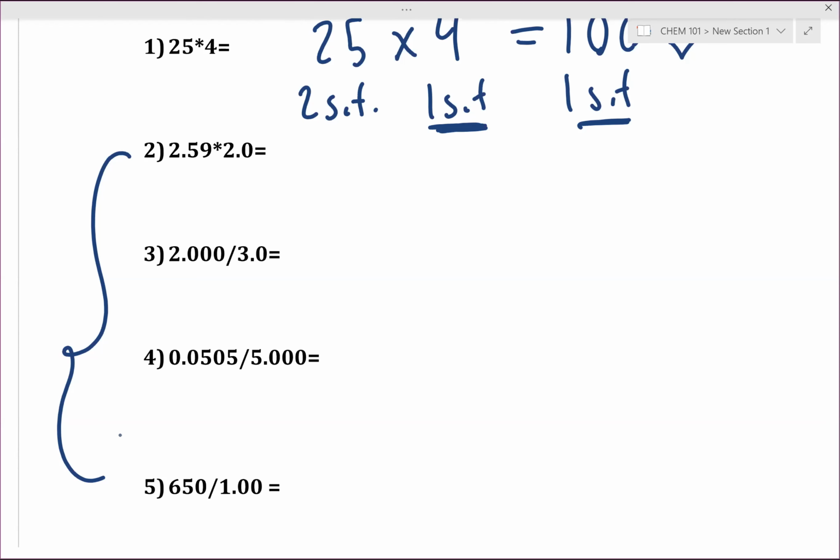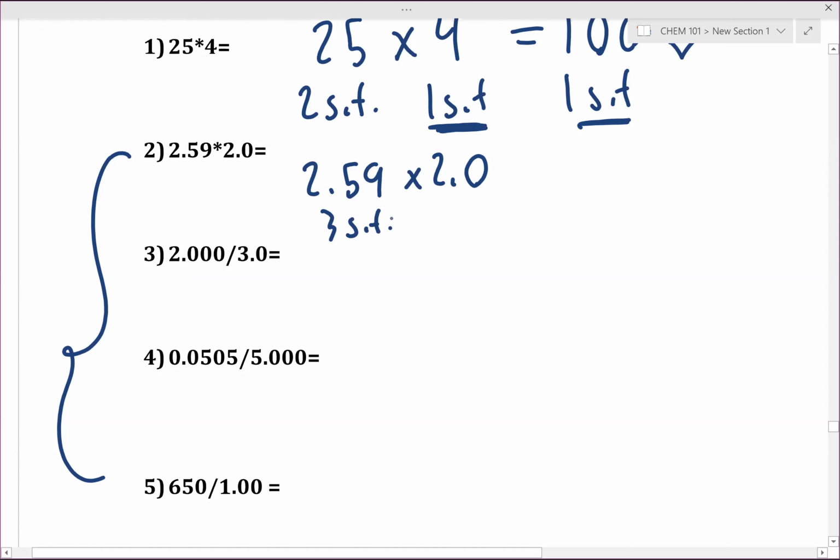So let's talk a little bit about these examples. So first and foremost, we're taking 2.59 times 2.0. Now let's count sig figs here. How many significant figures does 2.59 have? 3. Has 3 sig figs. How many significant figures does 2.0 have? 2. So then, how many significant figures does our answer need to have? 2. So we need 2 significant figures in our answer.